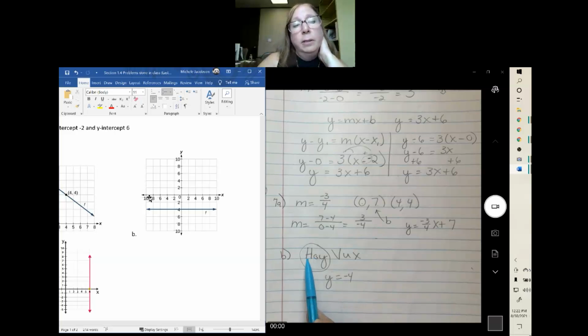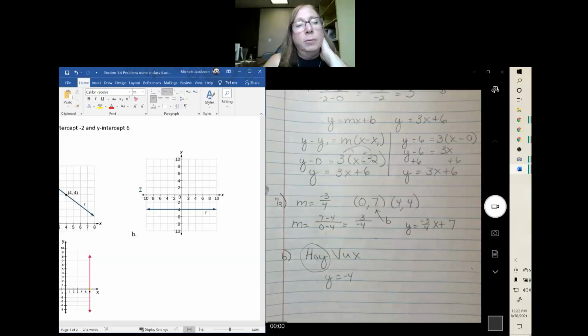So it was a horizontal line. I know for a horizontal line, the equation is y equals a number. And then if you look where it's crossing the y-axis, it's at negative 4, always negative 4. So y equals negative 4. Any questions on that?